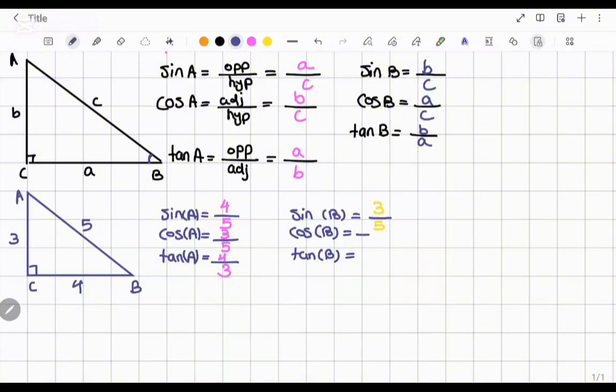And then this one is cosine of angle B, which is adjacent over the hypotenuse. Which one's adjacent to angle B? It's going to be this one, 4. So it's 4 over the hypotenuse, which is 5. And the last one is tangent, and it's going to be opposite over adjacent. What's opposite to angle B? It's 3. And what's adjacent to it? It's 4. So it's going to be 3 over 4, okay?